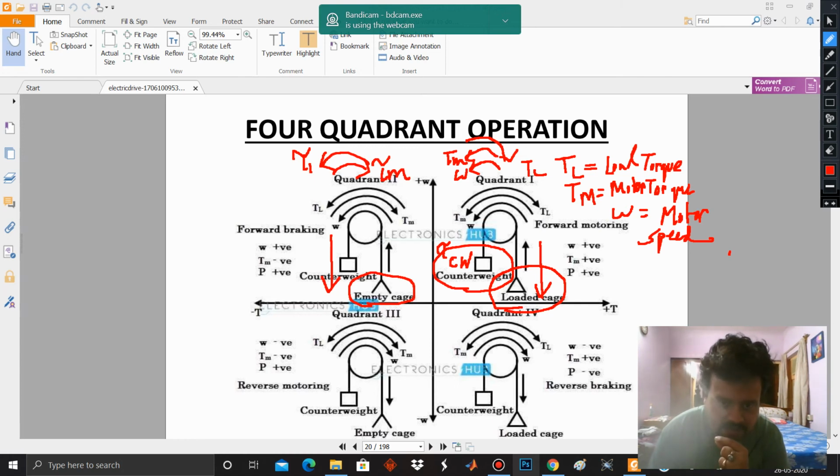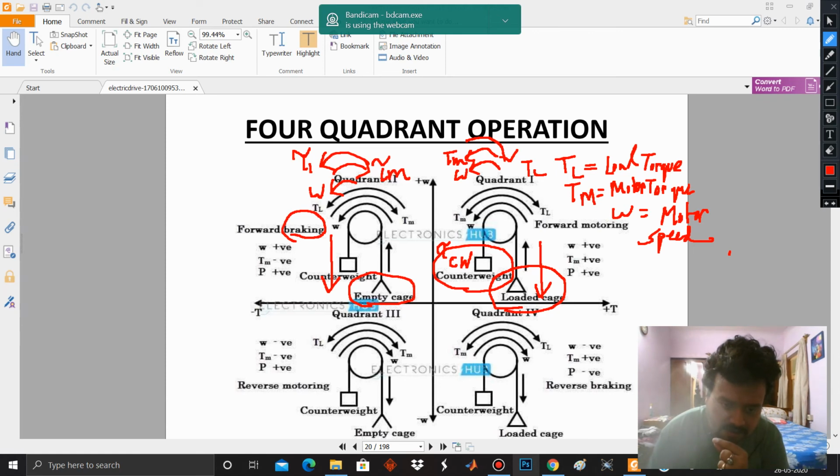And obviously, what will happen? The speed it was moving in the upward direction will reduce. The direction of rotation will be positive. Initially also it was like this. Here also it is like this. But the speed will reduce. That's why it is called braking. Now it has braked.